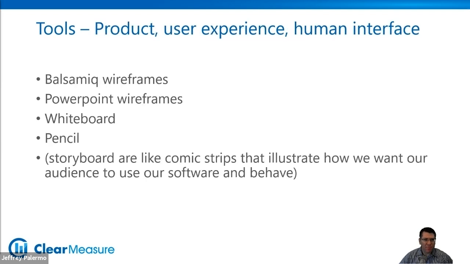Okay. So at the product level, the user experience level, the human interfacing, common tools are Balsamiq wireframes or PowerPoint wireframes, whiteboard with the sequencing of what's going to happen, storyboarding, a pencil on paper, and then take a picture of it with a camera or a smartphone, and then put it into a work tracking system or even OneDrive. And so the storyboard, the illustration of how a person is going to use this software, you can make it like a comic strip to illustrate how we want our audience to use our software and behave.